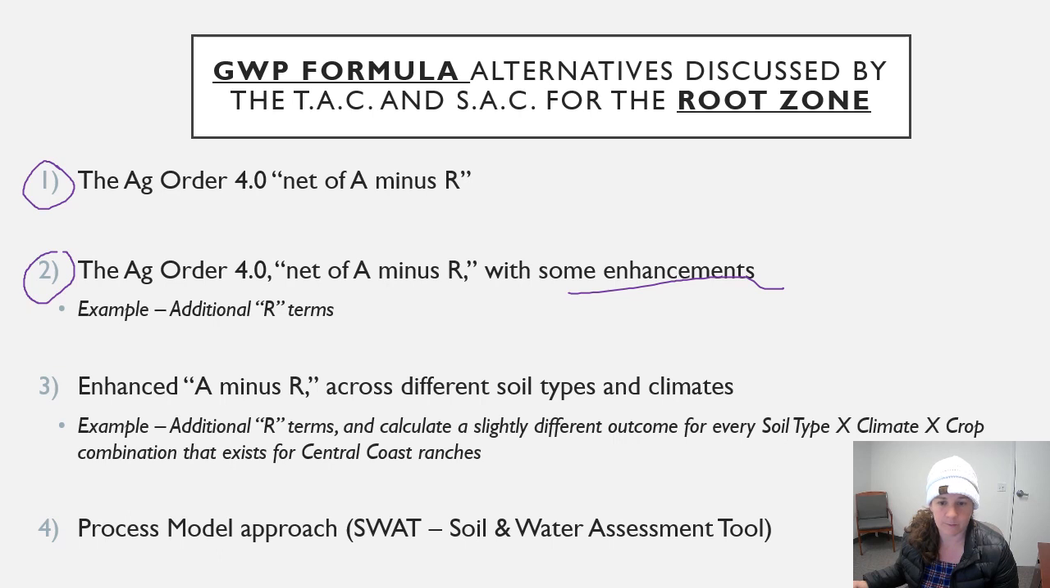Number 3 here would be an enhanced A-R across different soil types and climates. So we know soil type and climate really influence growers' management practices and can really influence nitrogen and water dynamics. So in this case, we would be not only adding an additional R term or few, for example, root zone denitrification, but we'd also want to probably calculate a slightly different outcome for every soil, by climate, by crop combination that we have on the Central Coast. And so that's number 3.